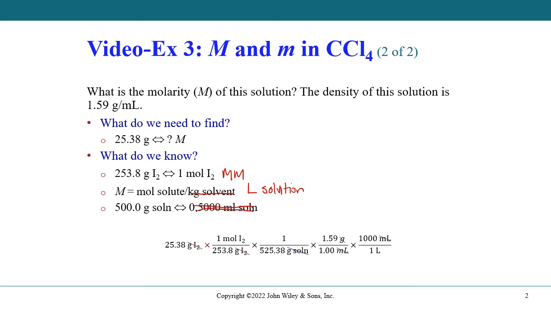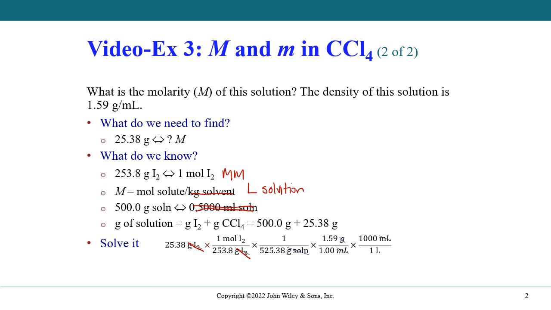And we know that the total mass is the mass of iodine plus the mass of the carbon tetrachloride, which is 525.38 grams of solution. We can then go ahead and solve the problem exactly as we did before. So we take the mass of the solute, which is the iodine. We multiply it by the molar mass so that we cancel the grams and we're left with moles of iodine.